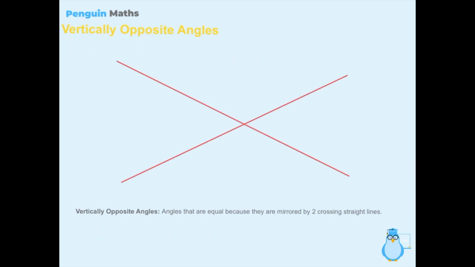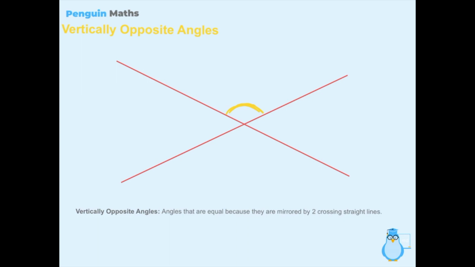So the last type of angles we will be looking at are known as vertically opposite angles, and these are essentially what they say in the name. They're angles that are vertically opposite. But this time we don't need parallel lines to form them. All we need are two crossing straight lines, as we can see here, and then we can identify vertically opposite angles. To give an example, let's take this top angle in here.